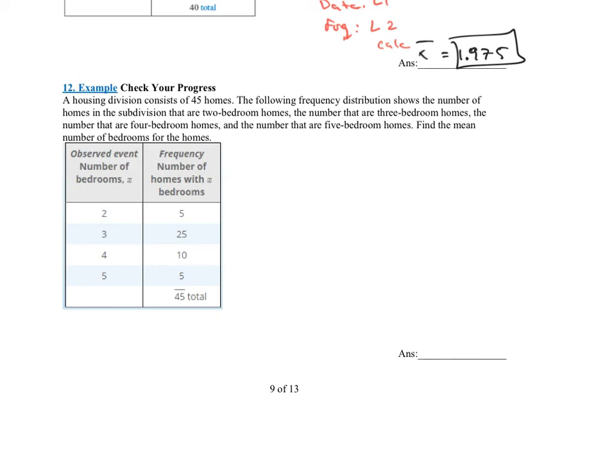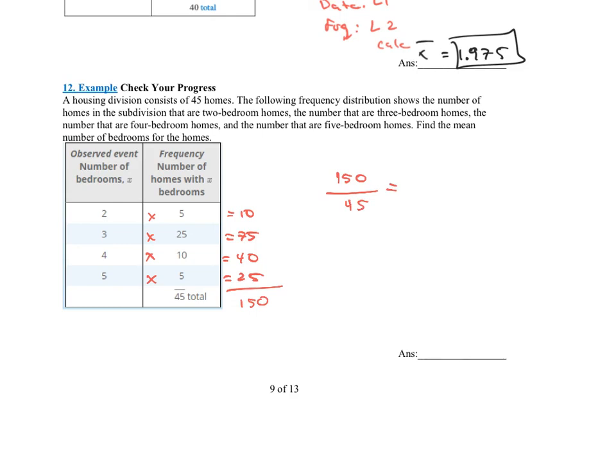So if I wanted to do this by hand, what I'd do is I'd take the number of bedrooms times its frequency. So 2 times 5 is 10, 3 times 25 is 75, 4 times 10 is 40, 5 times 5 is 25. I would take those and I'd add those all together. Go ahead and do so now. I'm getting 150. Please double check my math. And then you take the 150, you divide it by the total frequency. The total frequency was 45.